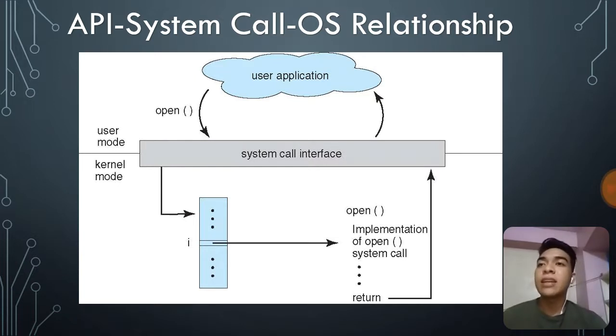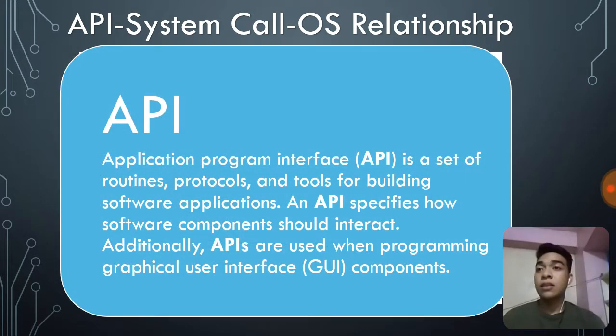So here you can see an API, system call, and OS relationship. So let's first define what an API, a system call, and an OS relationship are. An API is an application program interface. It is a set of routines, protocols, and tools for building software applications. An API specifies how software components should interact. Additionally, APIs are used when programming graphical user interface components.